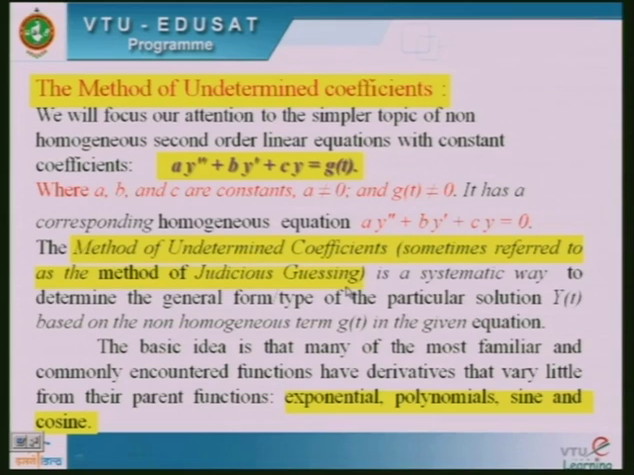The method of undetermined coefficients is sometimes referred to as the method of judicious guessing. It means in this method we are going to guess the particular integral depending upon g of t. That is why it is called judicious guessing. It is a systematic way to determine the general form of the particular solution y of t based on the non-homogeneous term g of t in the given equation.